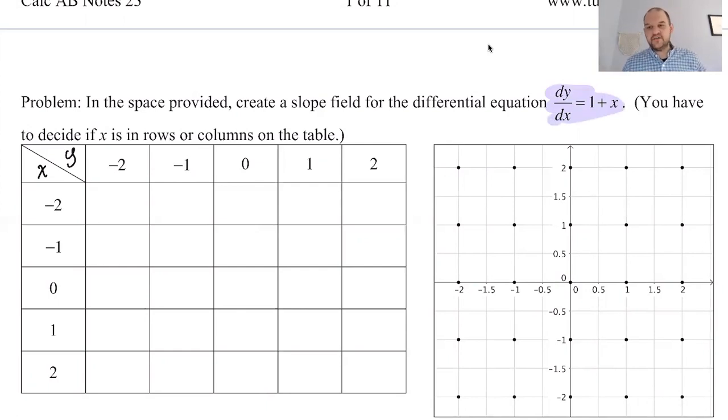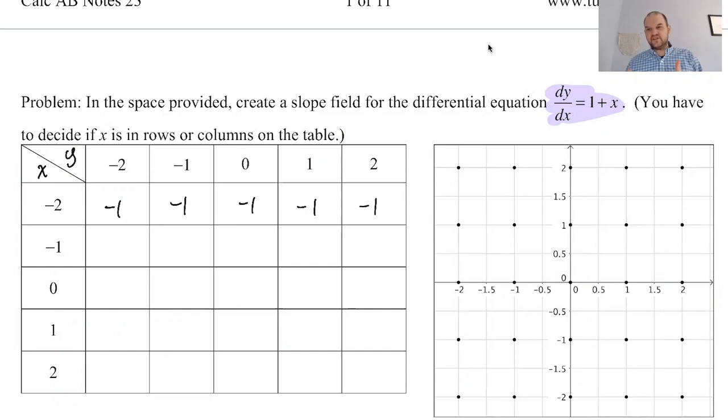What do you notice about that? Hopefully you notice there are no y's anywhere in there. So since there are no y's anywhere in there, really the slope is just dependent upon x. So as you move up and down vertically, you should get the same slope because x isn't changing, just y is changing. So let's actually do that. So x is equal to -2. The slope is going to be -1 regardless of what y is. So we get -1s everywhere.